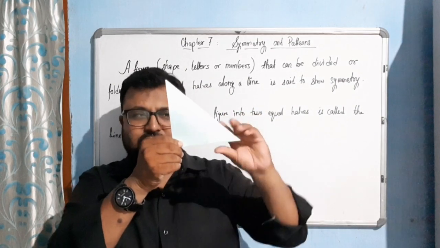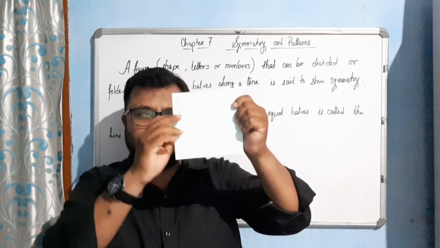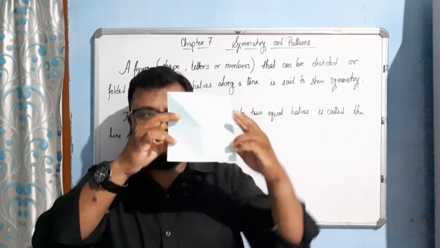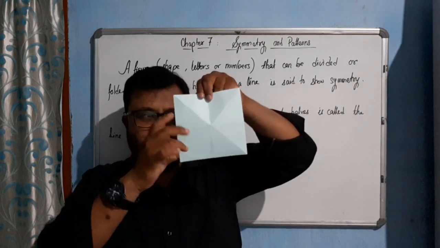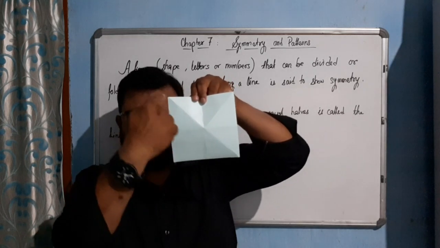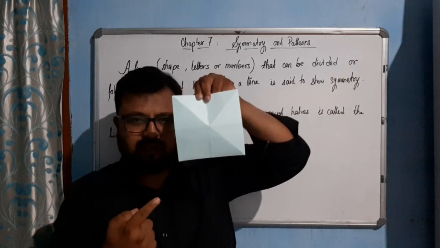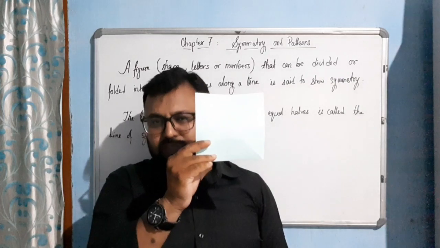so the fourth line of symmetry. So how many lines of symmetry are you getting? One line of symmetry, two lines of symmetry, three lines of symmetry, and four lines of symmetry, in the case of a square.